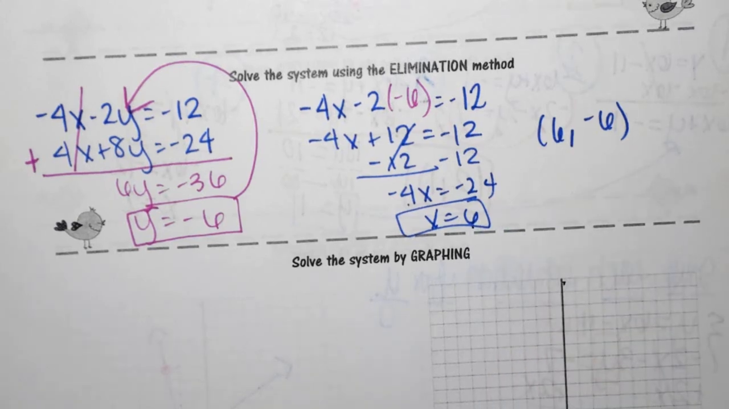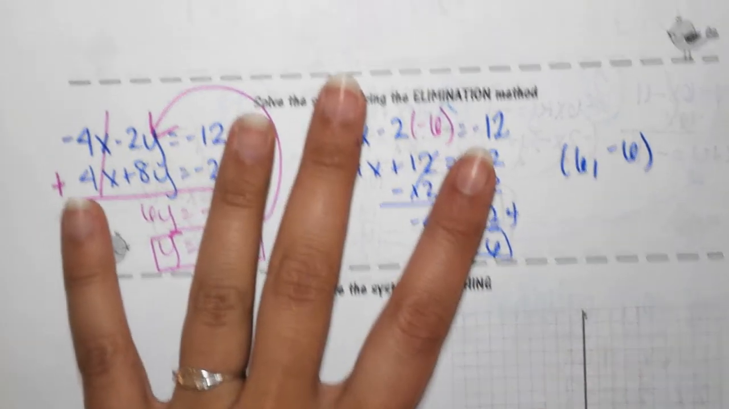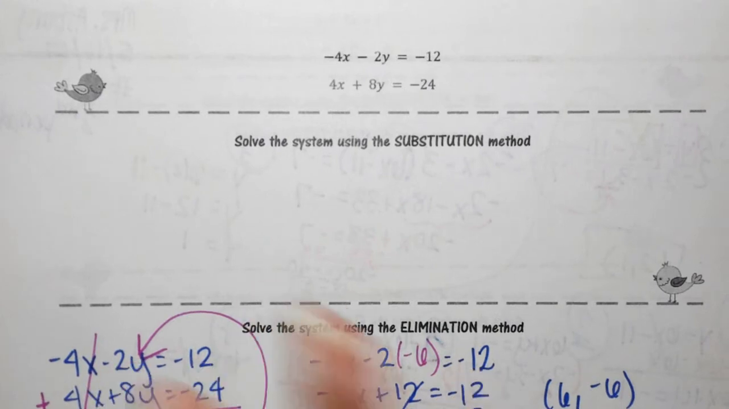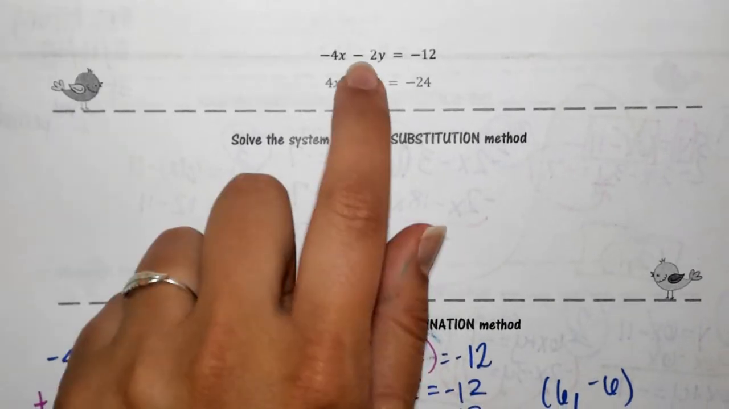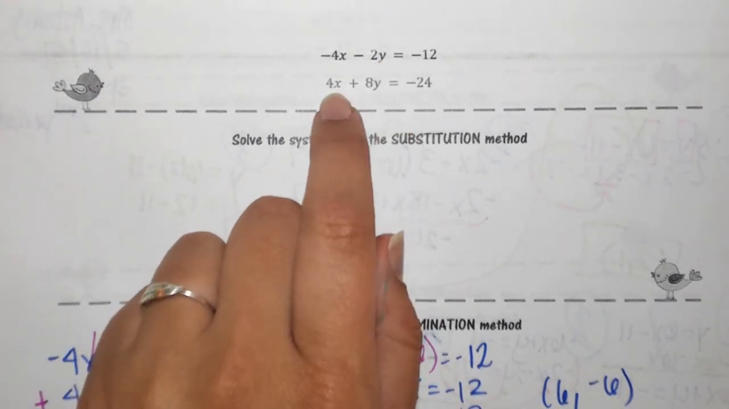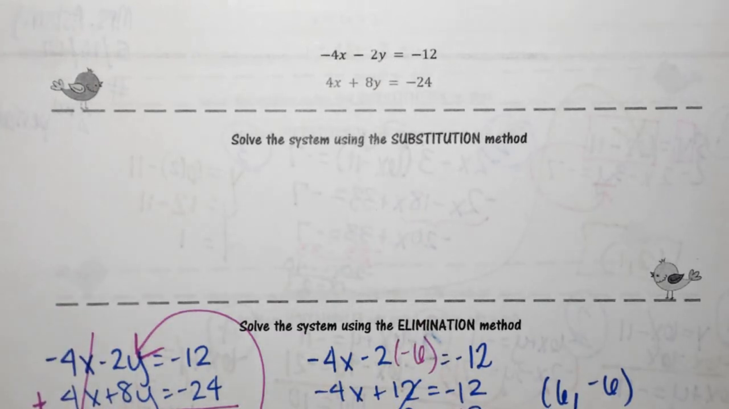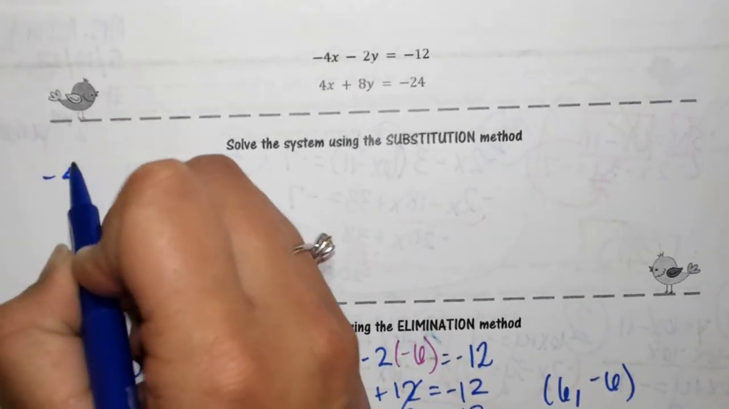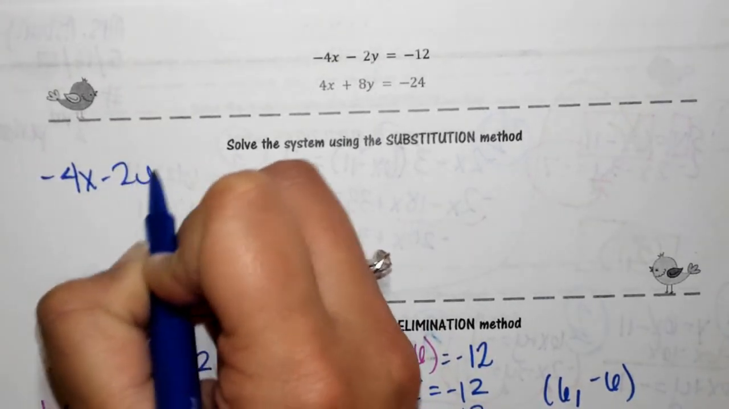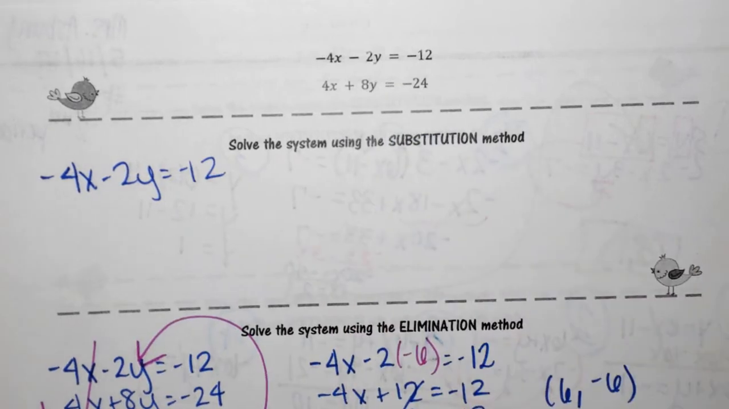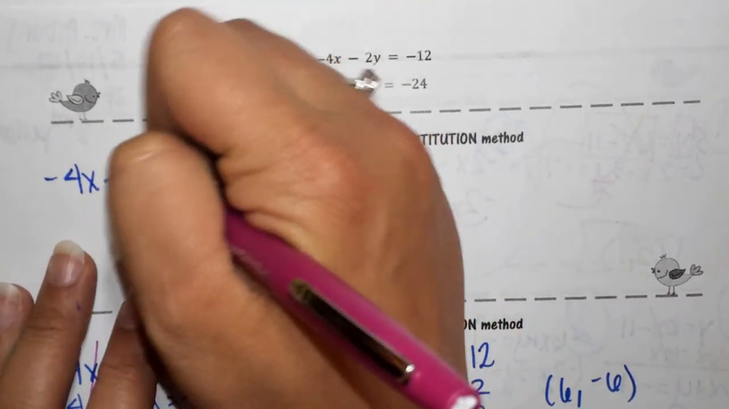Alright, now, once we have that done, we're going to substitute. Now, looking at our two equations, we can either solve the top one for y or the bottom one for x. It doesn't matter. You just pick one. What do y'all want to do? Top for y? Okay. So we have negative 4x minus 2y equals negative 12. So we're trying to get y by itself.